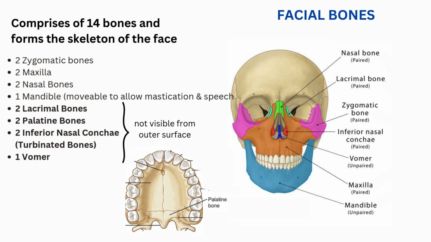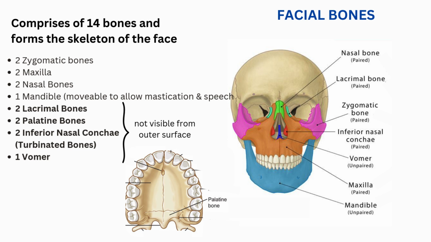First, there are two zygomatic bones. These are the cheek bones, forming the prominent part of the cheeks and part of the eye sockets. Then there are two maxilla. These bones form the upper jaw, housing the upper teeth. They also contribute to the palate and the nasal cavity.